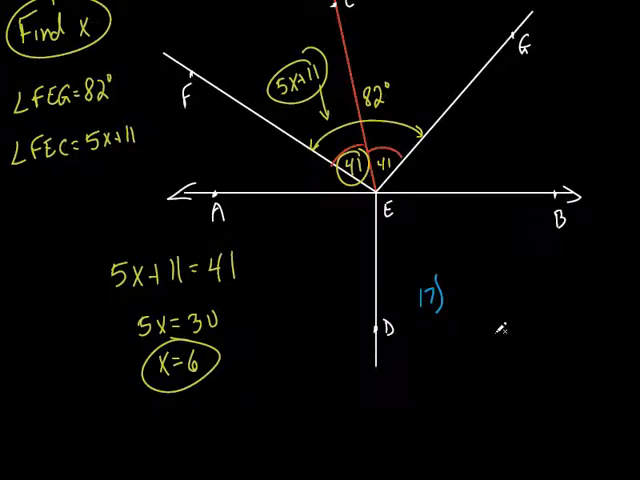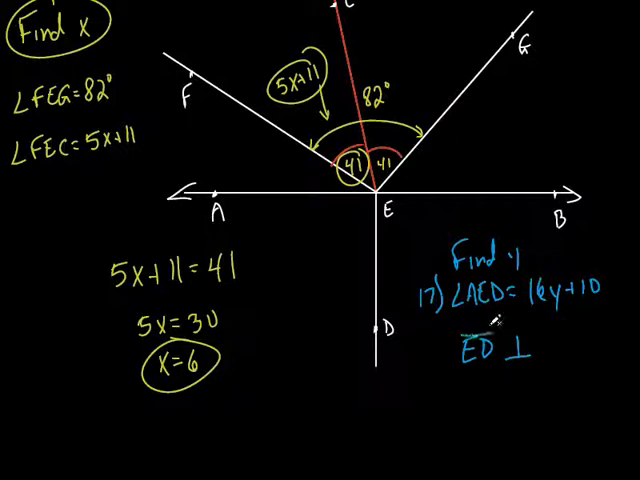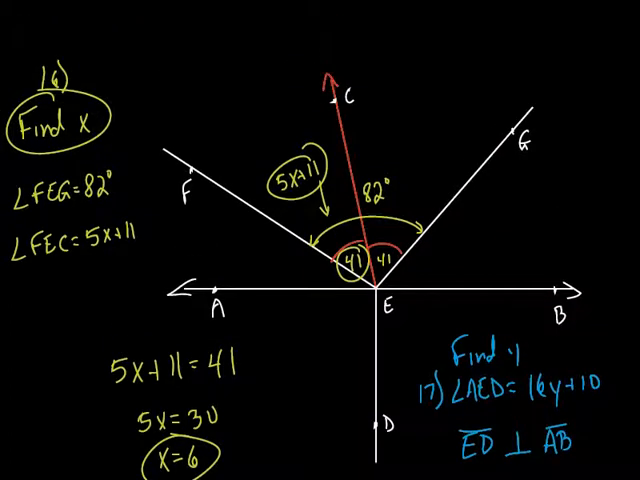It says angle AED. They kind of tell you what angle AED is. So angle AED is equal to 16y plus 10. It says find the value of y. So they say find y this time. ED is perpendicular to AB. Where's ED? This up and down one right here, isn't it? And AB is the one that goes across. If they're perpendicular to each other, they form a right angle. So that must be a right angle right there. Everybody see that? Yes. All right.